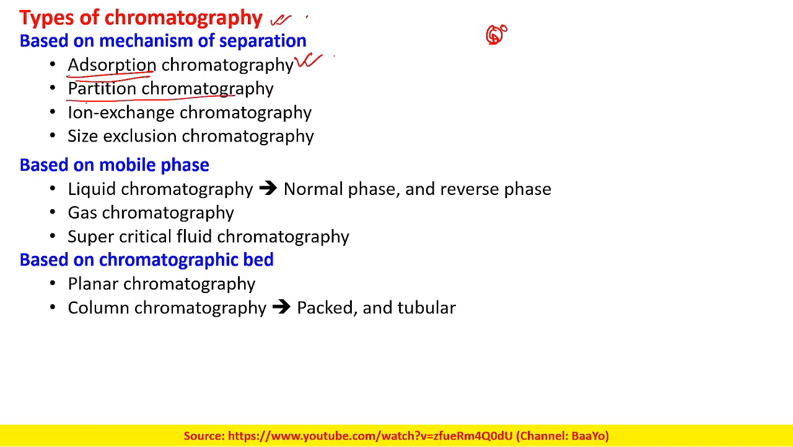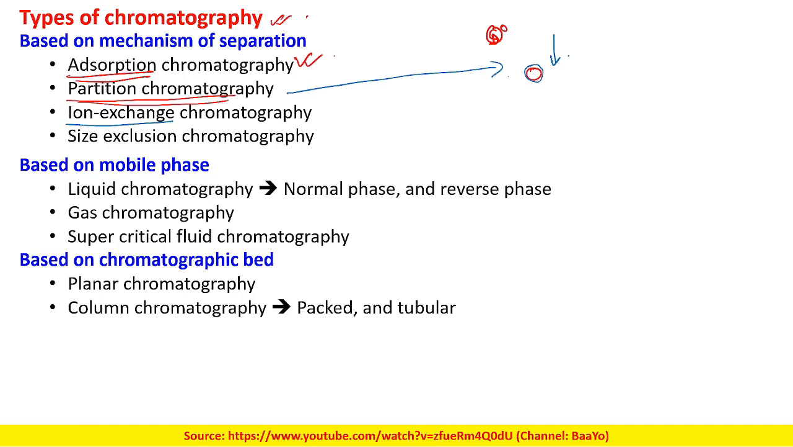Partition chromatography: if you have this stationary phase and then overhead you have a very thin layer of liquid, and then you are injecting the mobile phase having the analytes, and again the analyte may be liquid or gas. So what will happen? The analyte may partition onto the thin liquid layer. So over there you have partition chromatography. It is also called liquid-liquid chromatography. Okay.